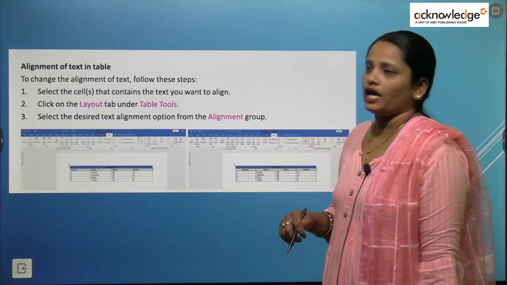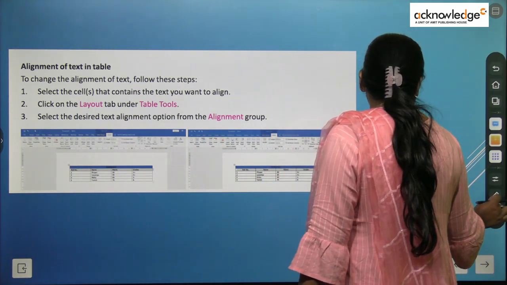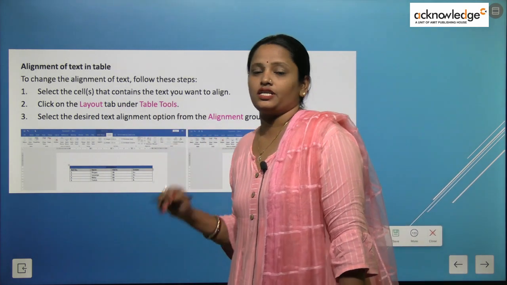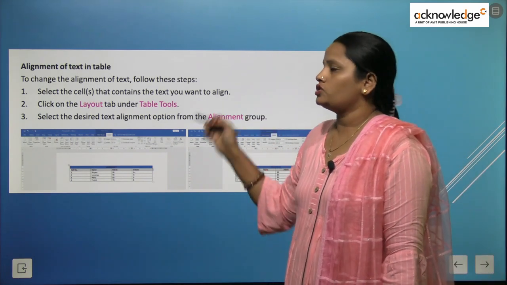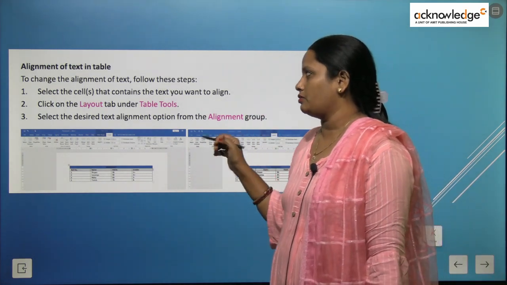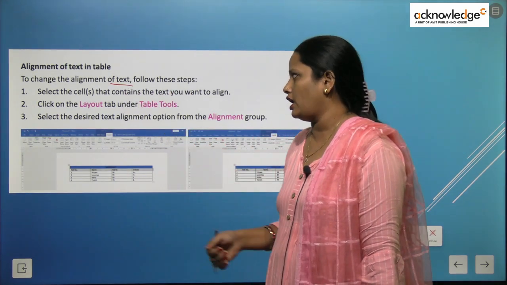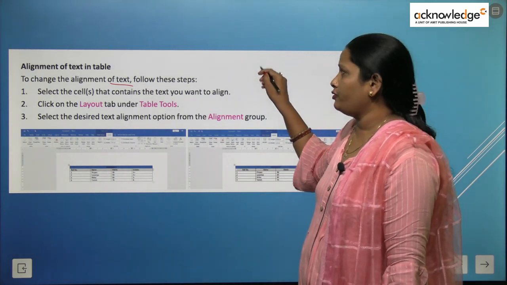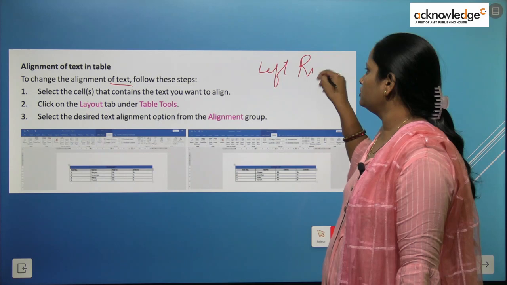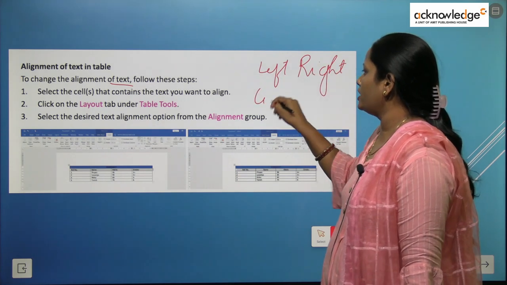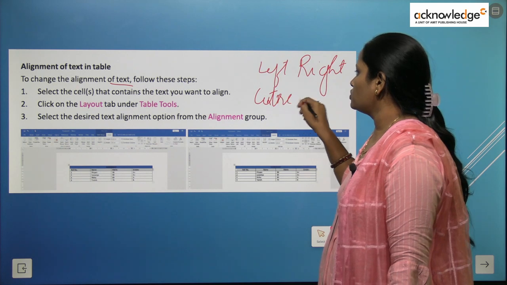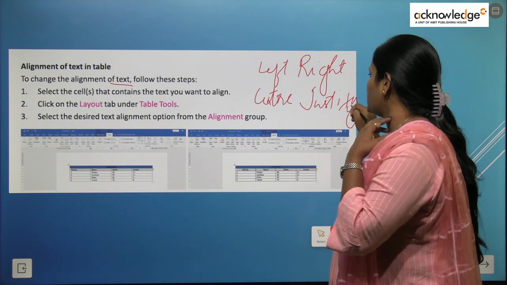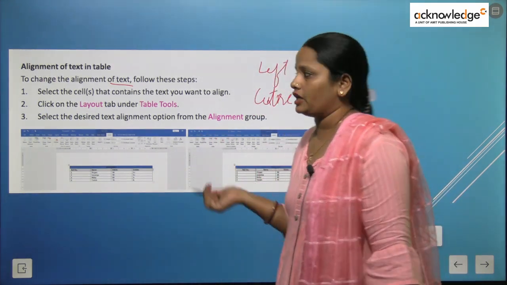Now how can we change the alignment of the text and table? So alignment means the position of the table. How can we change the position or the alignment of the table? To change the alignment of the text, as we already have learned, there are 4 types of alignments: left, right, center and justify. So from any of these alignments we can select the type of alignment that we want.